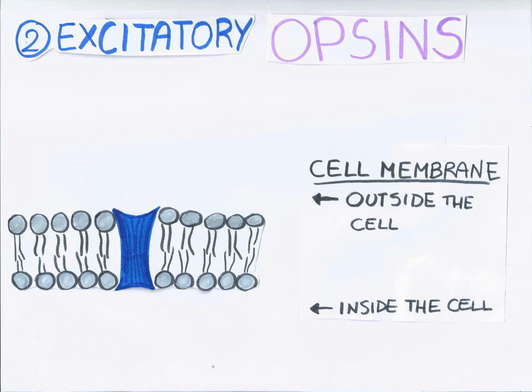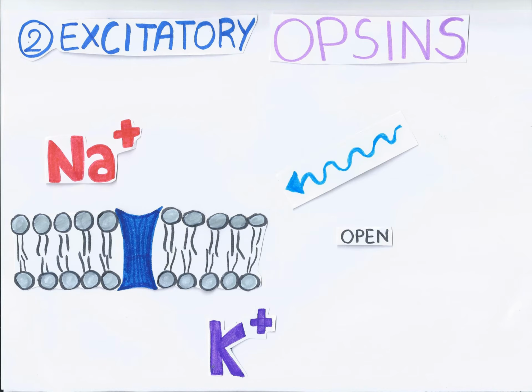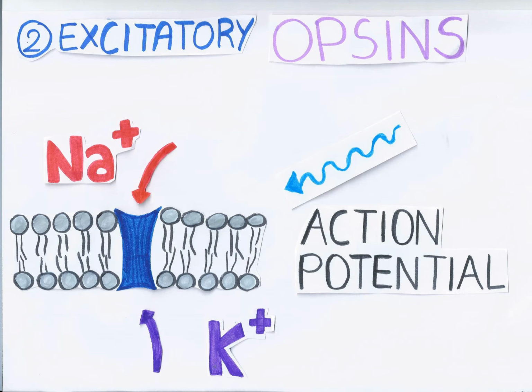Talking about excitatory opsin, you have the same membrane, and there you can see the sodium and the potassium. First look at the sodium. As it is an excitatory opsin, when it is hit by the light, the sodium goes inside, so the membrane is depolarized, and there can be an action potential.